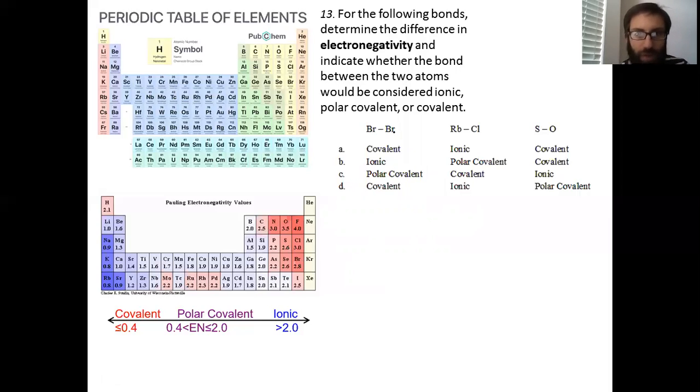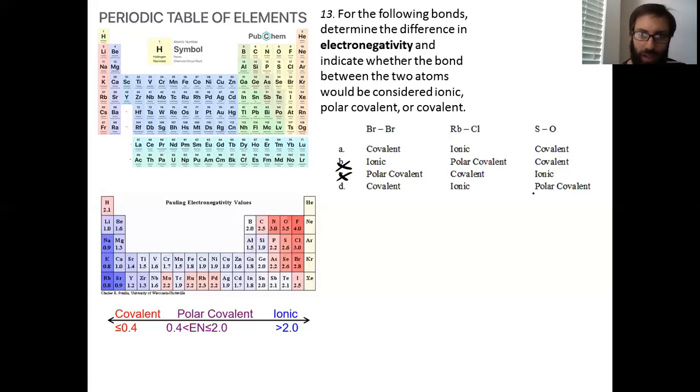I don't even have to. I know it's bromine and bromine. So it's the same thing minus the same thing. 2.8 minus 2.8 is 0. It's going to be covalent. So that cancels out B and cancels out C. Rubidium chloride, metal and a non-metal, probably going to be ionic. Let's check. Chlorine is 3. Rubidium is 0.8. 3 minus 0.8 is 2.2. That's greater than 2, so that's ionic. So unfortunately, both A and D are ionic, so it doesn't help me.